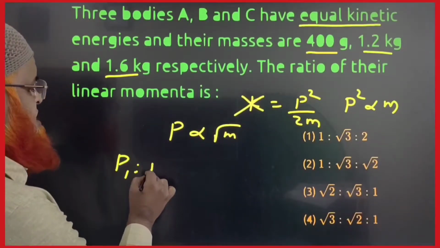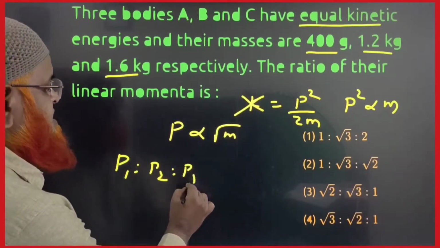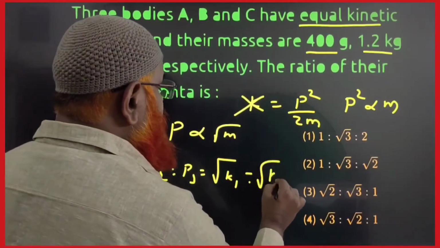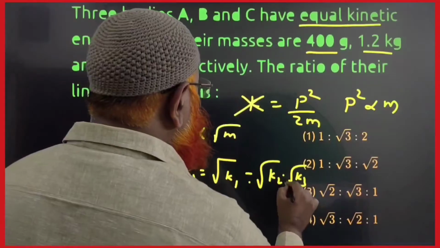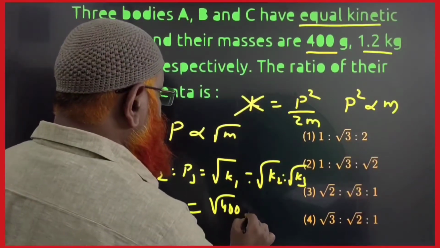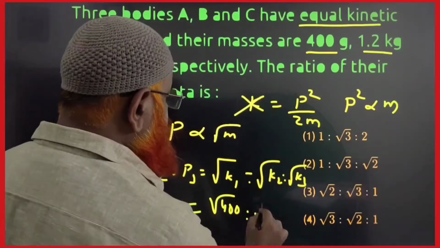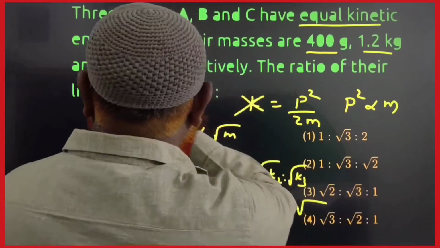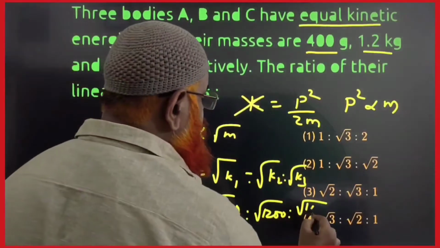Therefore, for the 3 bodies, P1 is to P2 is to P3 is equal to root of K1 is to root of K2 is to root of K3. Okay. So what is root of K1? Root of 400 is to, this is 1.2 kg means root of 1200 is to root of, this is 1.6 kg means 1600. Okay.